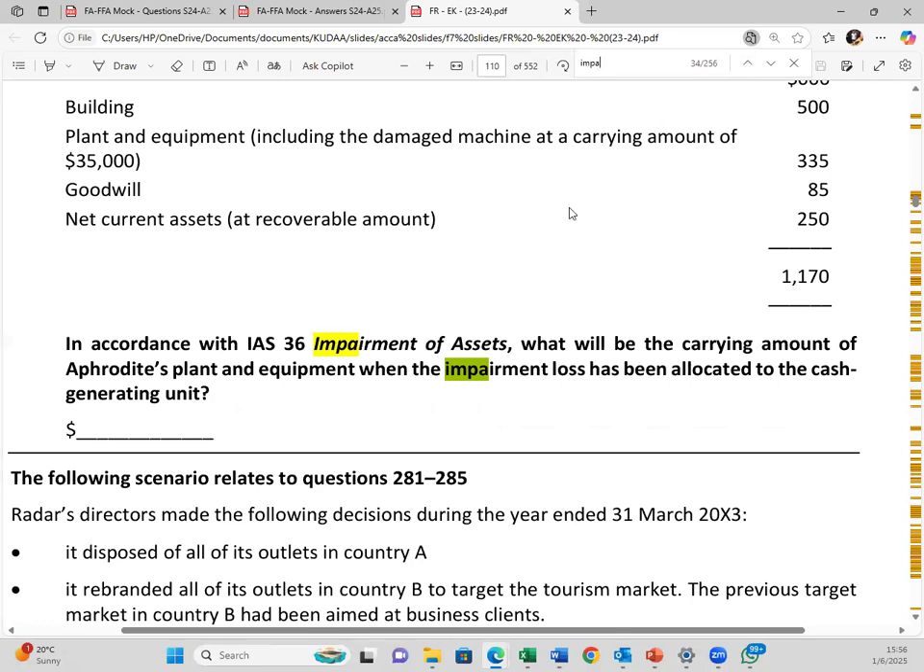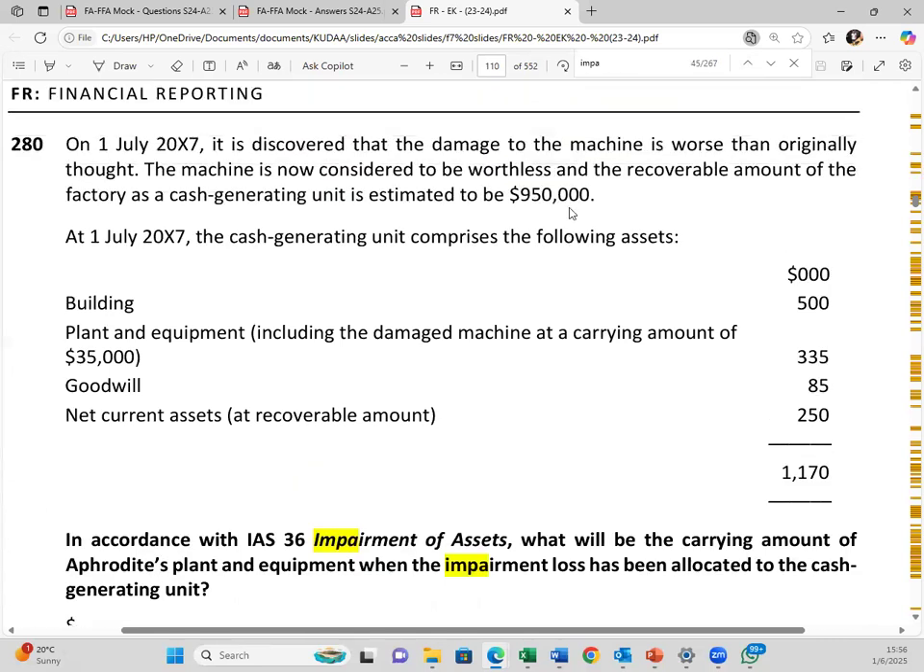Let's look at this one. Question 280. On 1 July 20x7, it is discovered that the damage to the machine is worse than originally thought. The machine is now considered to be worthless, and the recoverable amount of the factory as a cash generating unit is 950.